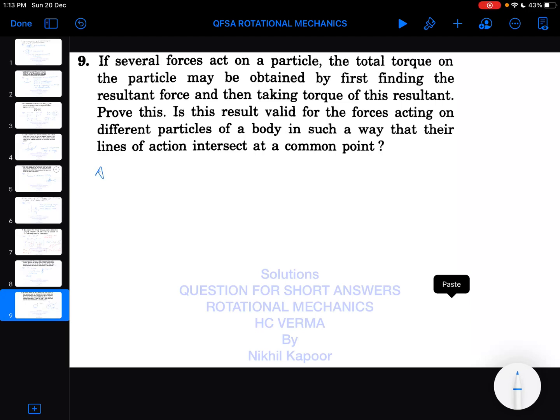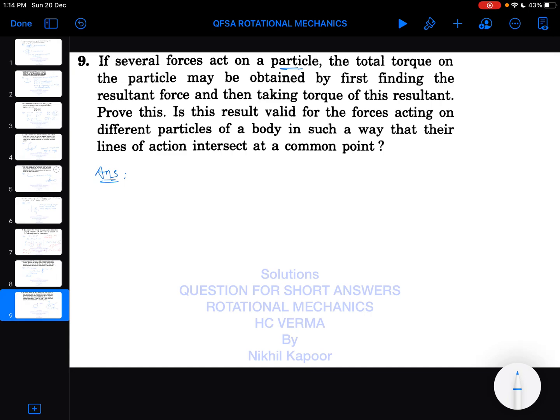Let's start with the ninth example, and what is said here. Several forces act on a particle. So this is a single particle here. The total torque on the particle may be obtained by first finding the resultant force and then taking the torque.